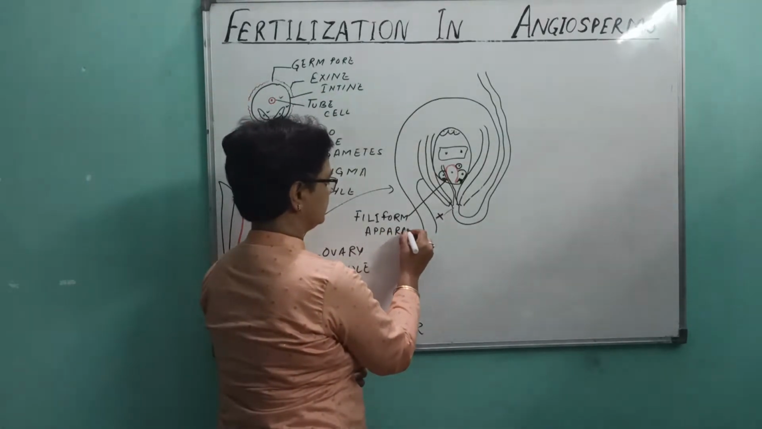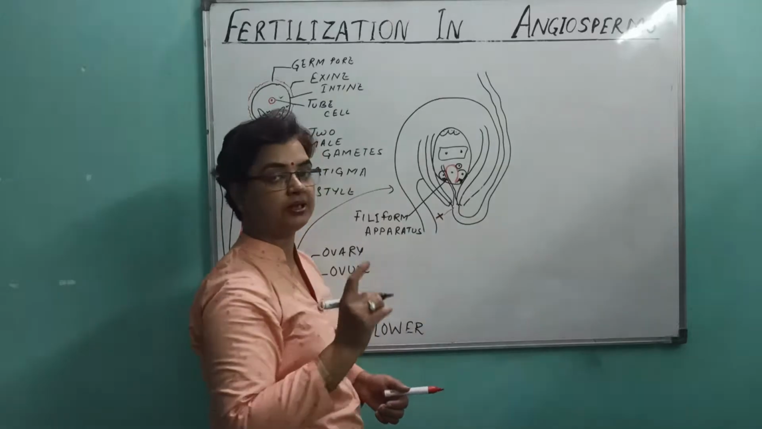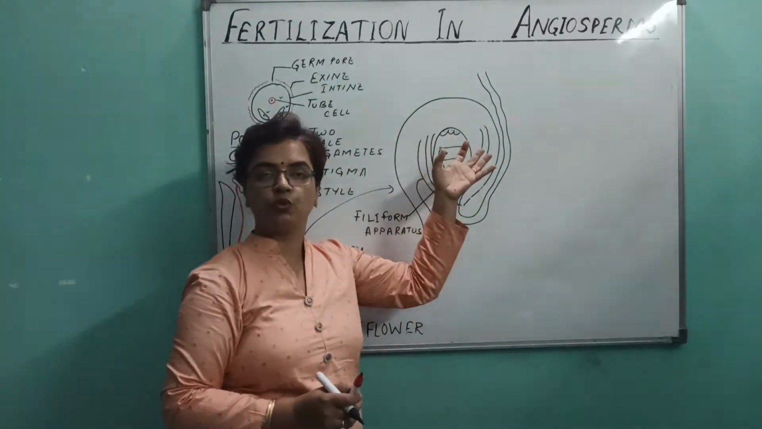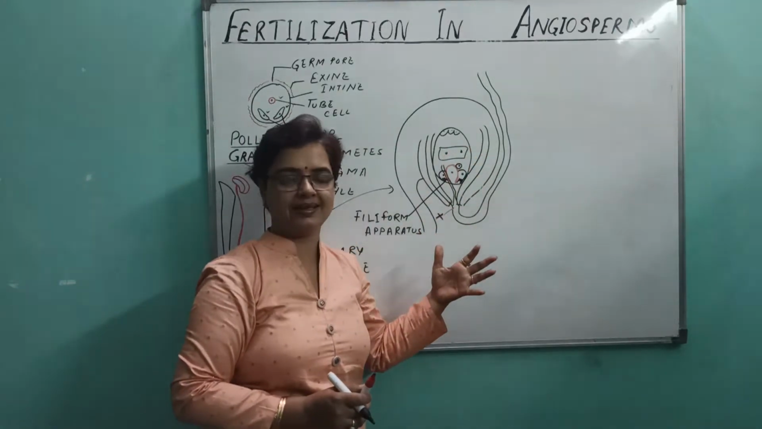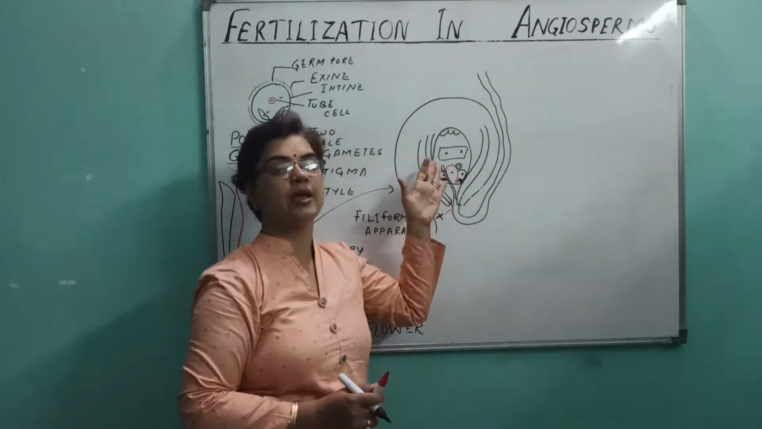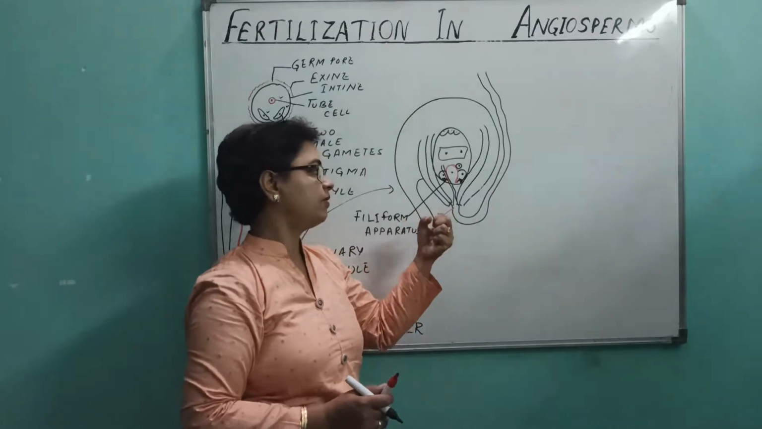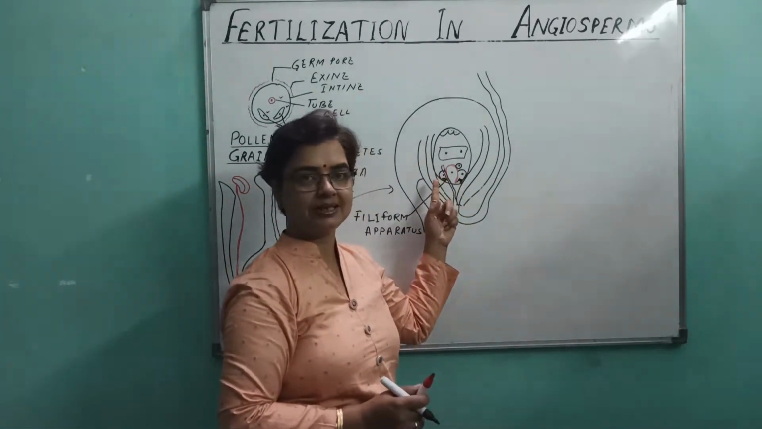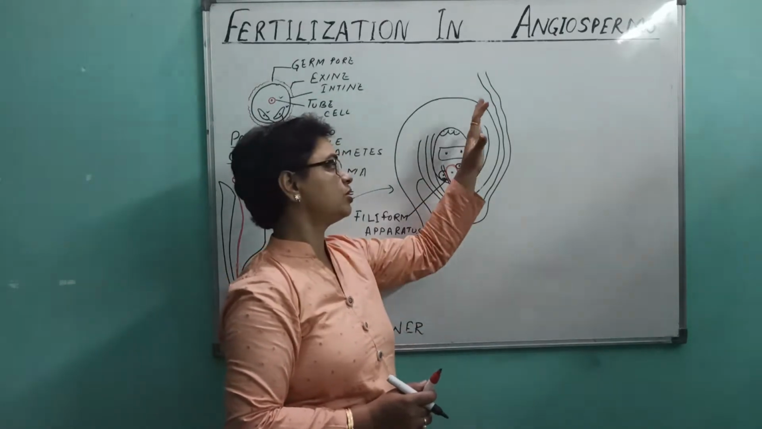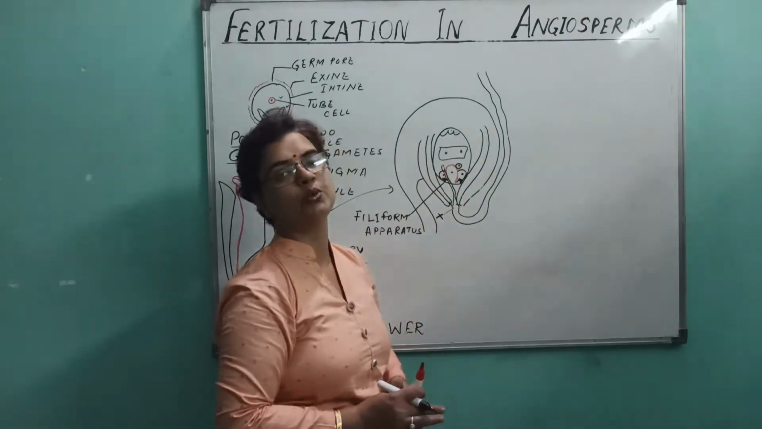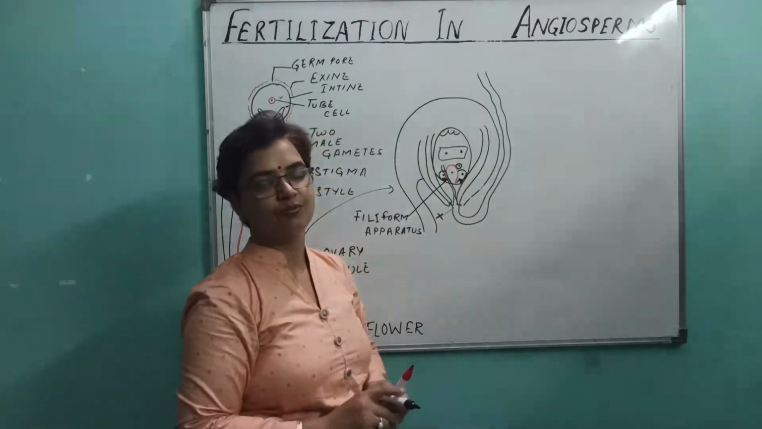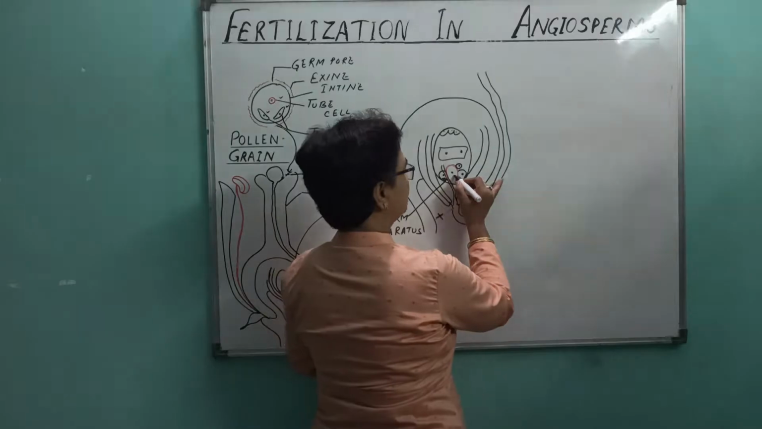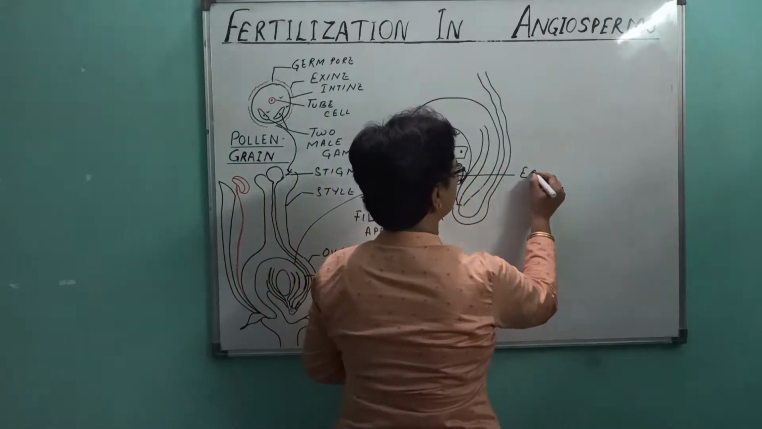This filiform apparatus is responsible for attracting the pollen tube towards the micropyle and helps in the entering of this pollen tube into the embryo sac. So a special type of chemical is secreted by the synergids, of course from the filiform apparatus, and these chemicals are responsible for attracting the pollen tube towards the embryo sac. So this type of movement is also termed chemotactic movement. Now the first one is the egg cell.